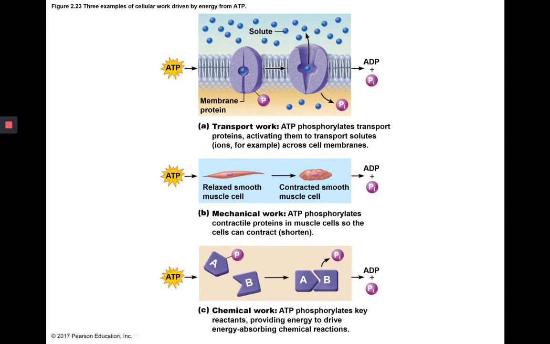Some common functions or uses for ATP include transport work. In Chapter 3, we're going to look at active and passive transport. Active transport is going to use ATP in order to move things against their concentration gradient through channels. We'll also look at mechanical work eventually, especially when we get to Chapter 9, and we'll see how ATP powers the contraction of not only smooth muscle, but also skeletal muscle and cardiac muscle. And there's plenty of chemical work that will be suggested is powered by ATP throughout this entire course.